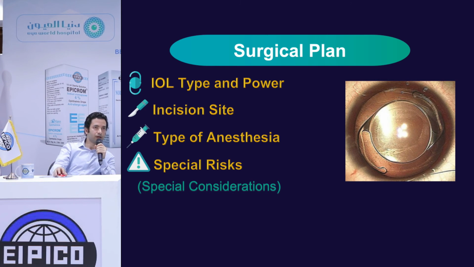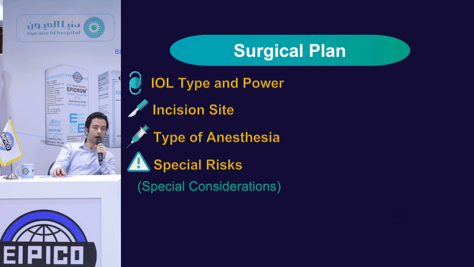What is a surgical plan? A surgical plan should include the intraocular lens type and the power. You should know what kind of intraocular lens you are using. Is it hydrophobic? Is it hydrophilic? Is it 3-piece or single-piece? And also know the power of this lens.